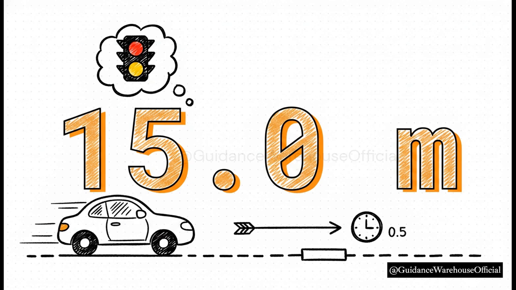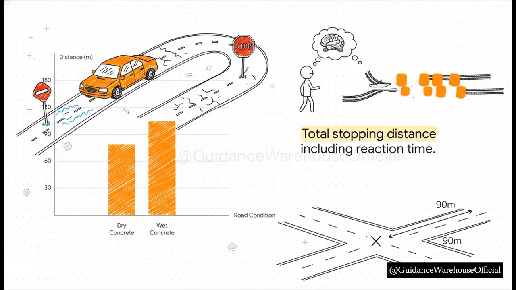Deceleration hasn't even started yet. Using our basic displacement formula for constant velocity, 30 meters per second times 0.5 seconds equals 15 meters. That is a hidden 15 meters added to your journey while your brain is just processing that the light is red. And this brings us to the visual truth of our opening problem.